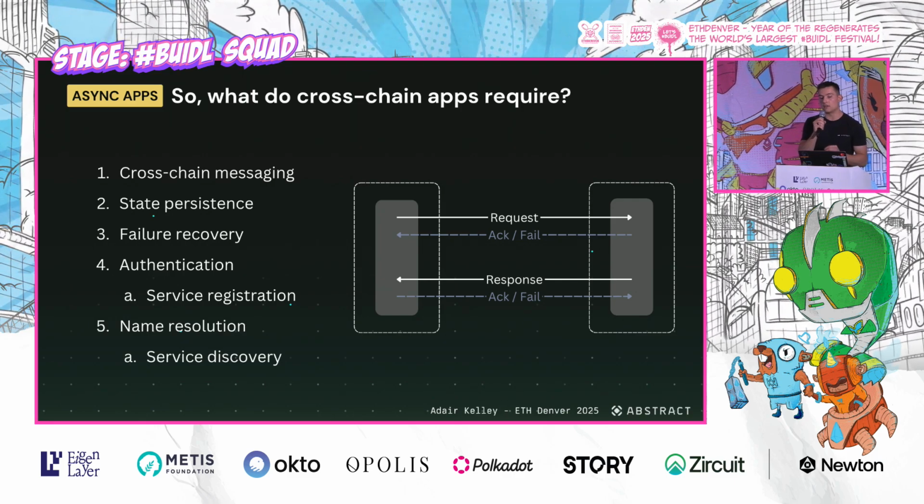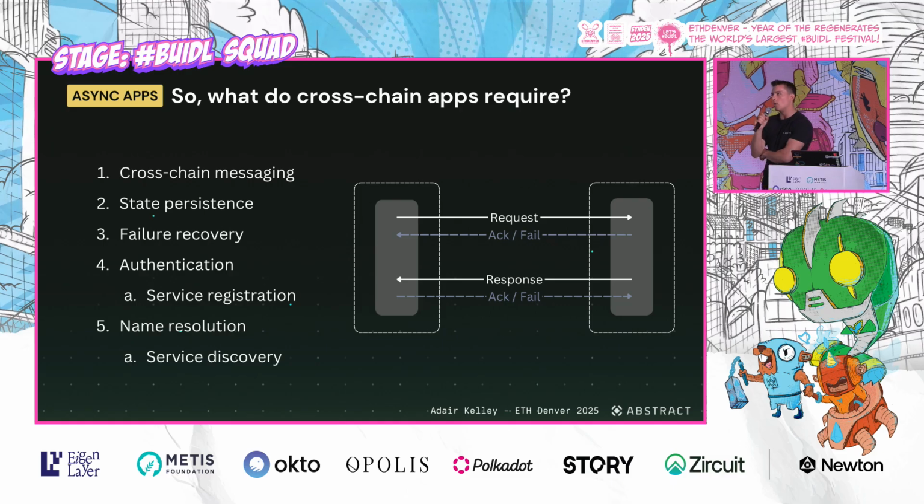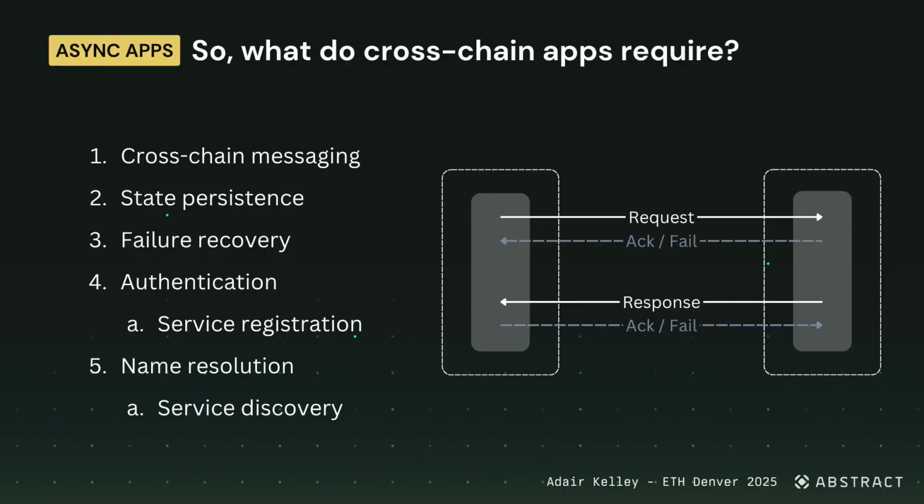Next, you need to recover from failure cases. What happens if you were rebalancing between Hyperliquid, Plume, and Ethereum, but the Plume rebalance call actually failed? What do you do with the rest of the rebalance? Do you retry it?